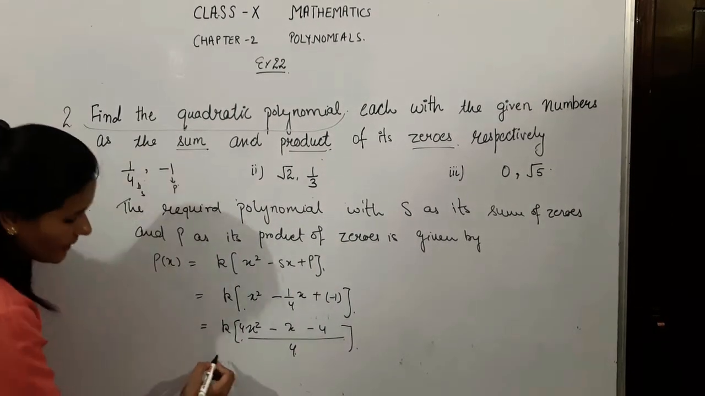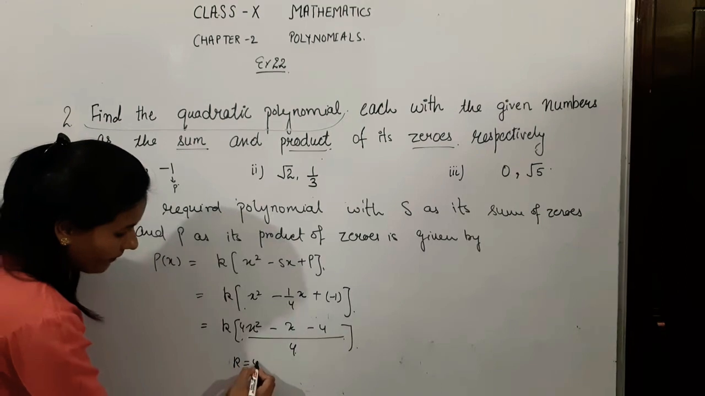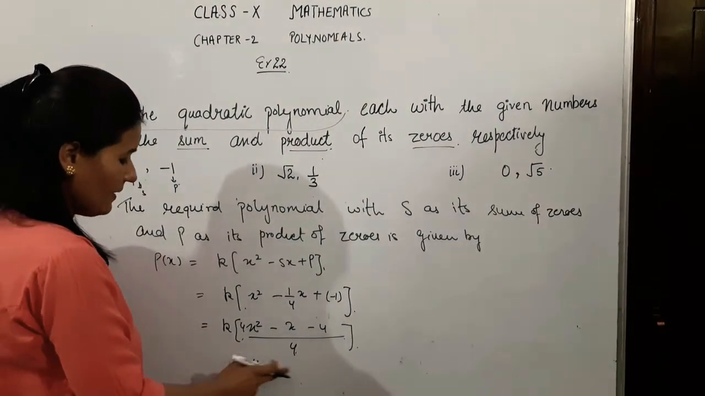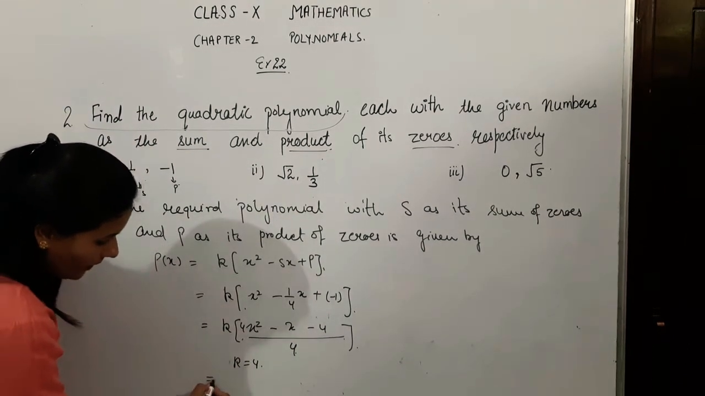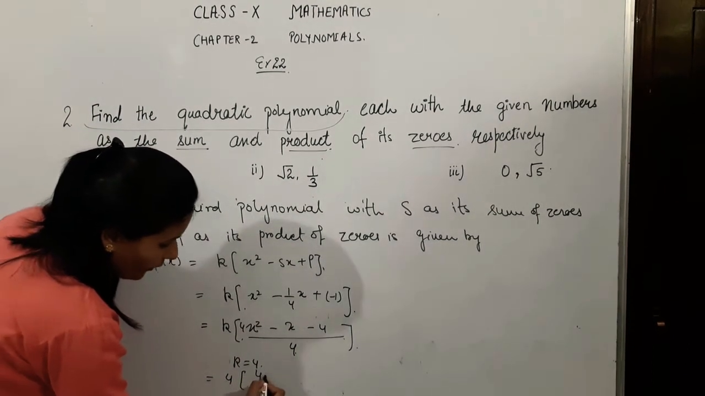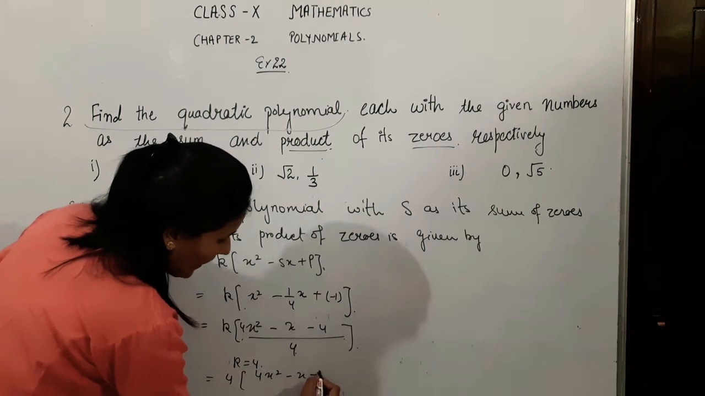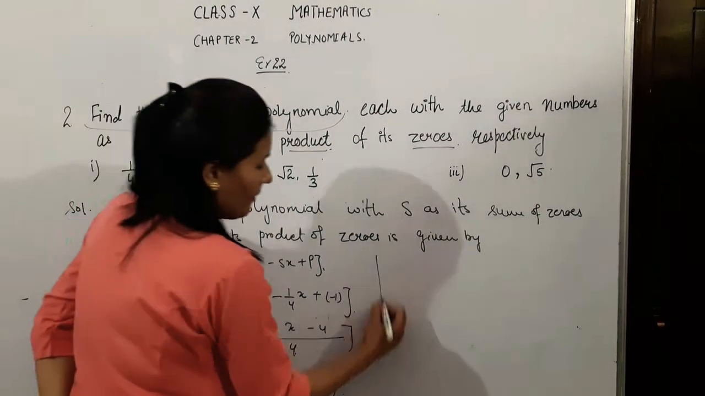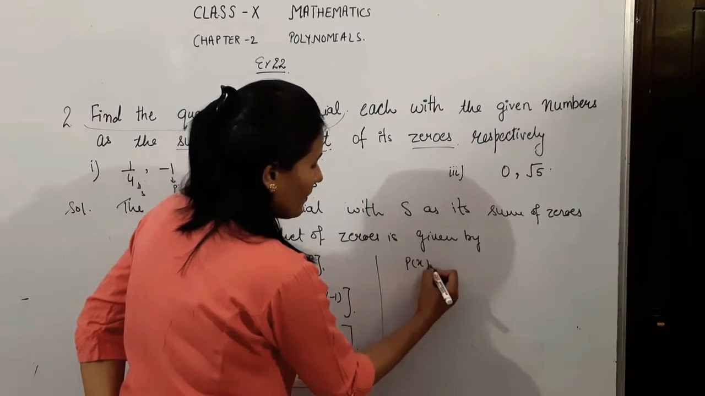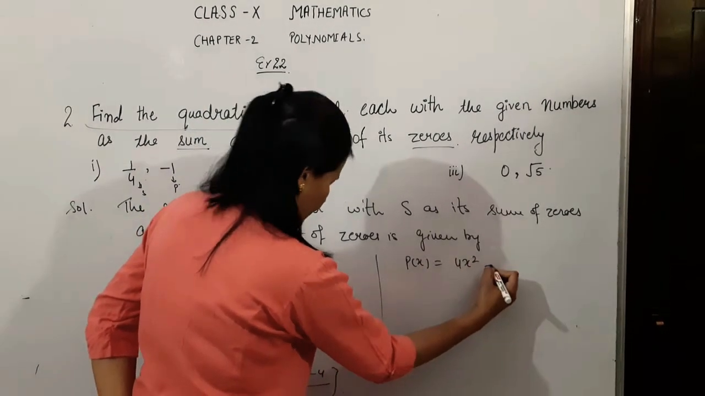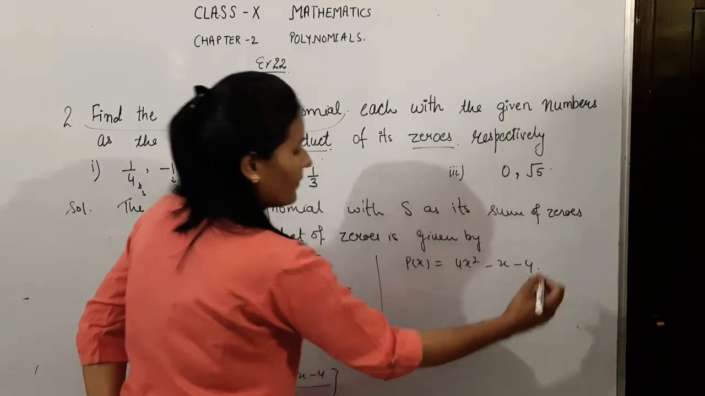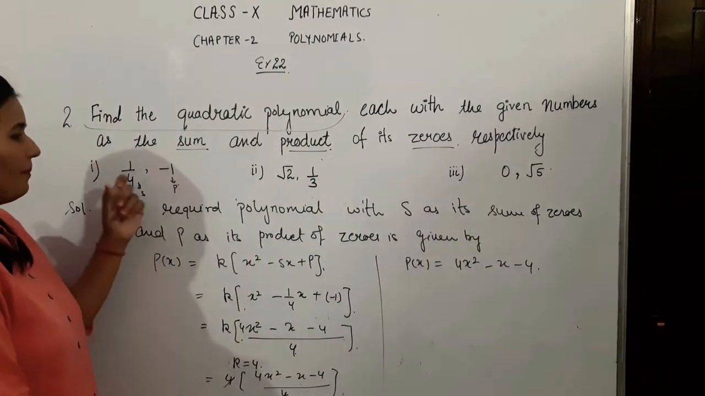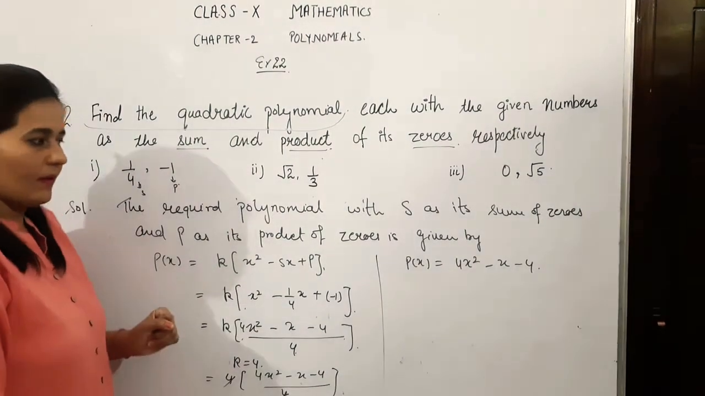Right? Now you can substitute k as 4 because k is any constant here. So we will take k as 4. So it will become 4 into (4x square minus x minus 4) upon 4. So lastly we are getting the polynomial p(x) equals 4x square minus x minus 4, which is our required polynomial with 1 by 4 as sum and minus 1 as product of its zeros.